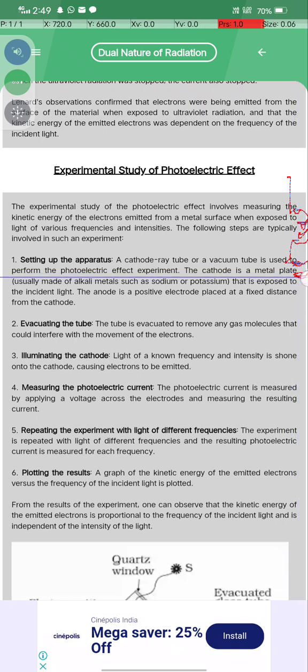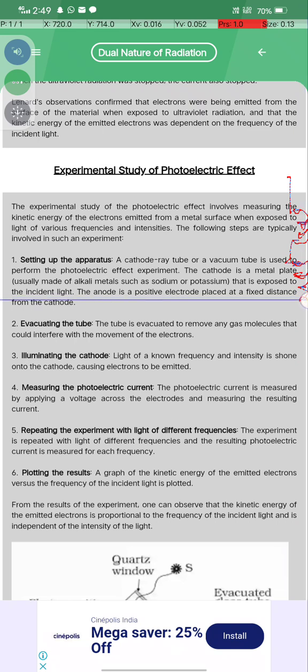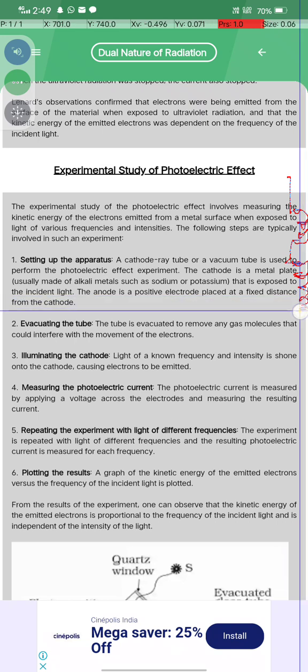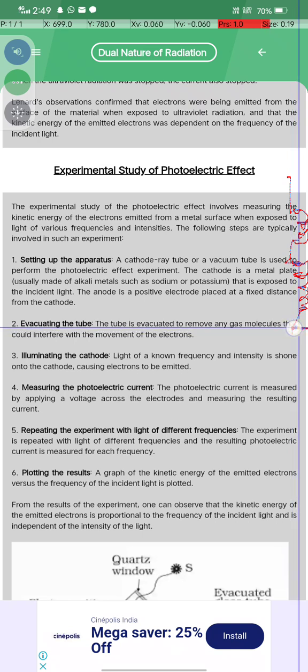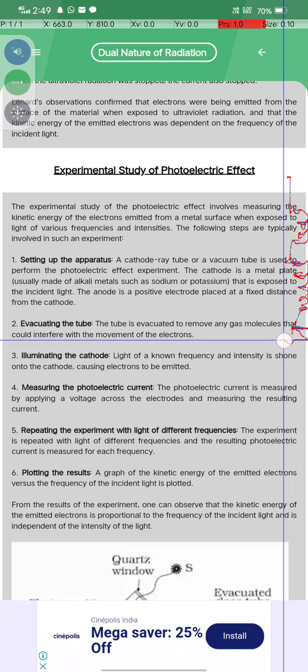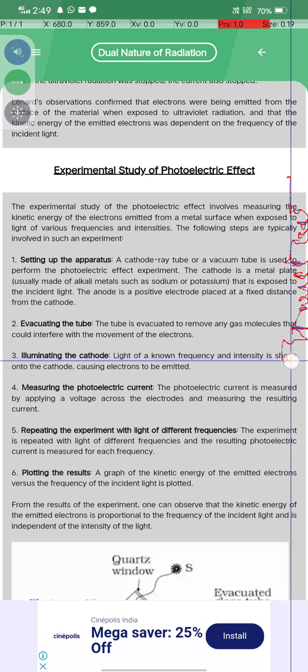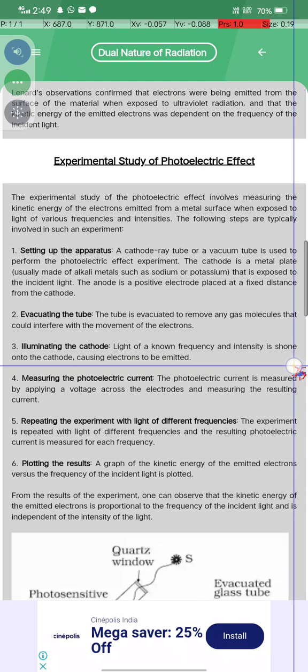The cathode is a metal plate, usually made of an alkali metal such as sodium or potassium, that is exposed to the incident light, and the anode is a positive electrode placed at a fixed distance from the cathode. Evacuating the tube: the tube is evacuated to remove any gas molecules that could interfere with the movement of electrons. Illuminating the cathode: light of a known frequency and intensity is shone onto the cathode.